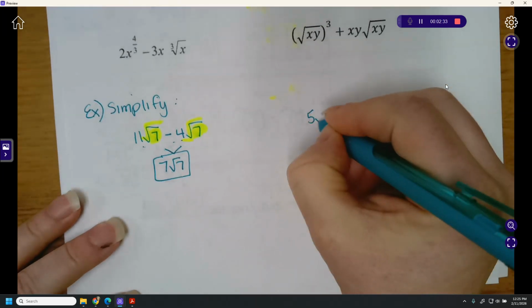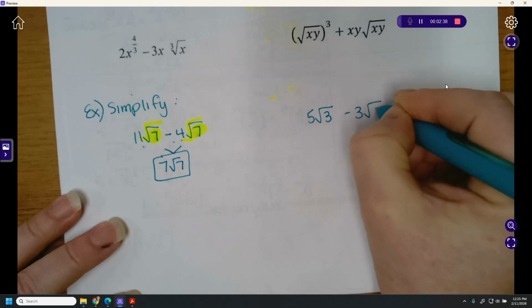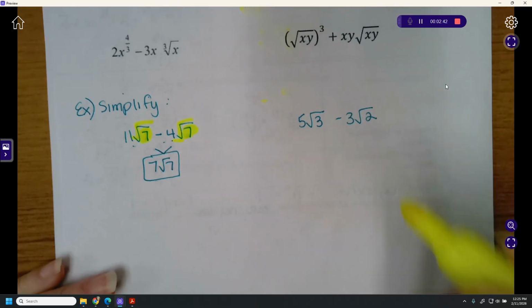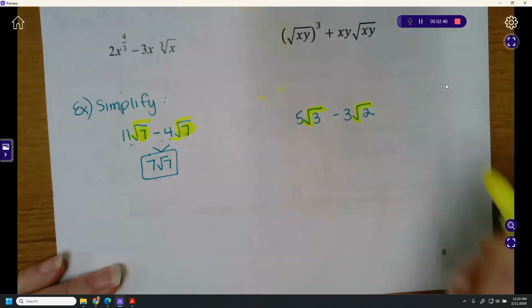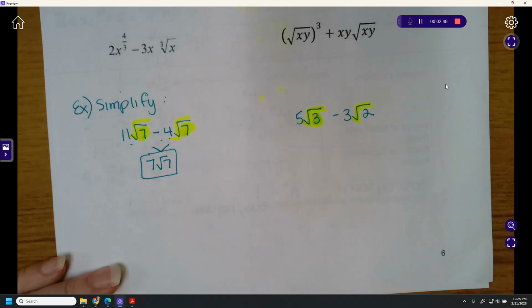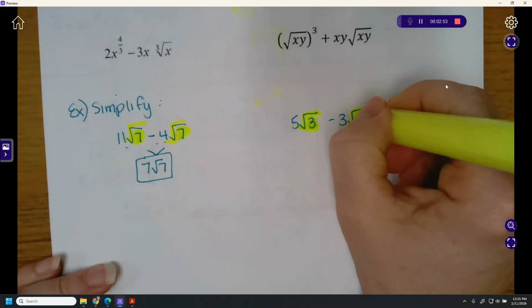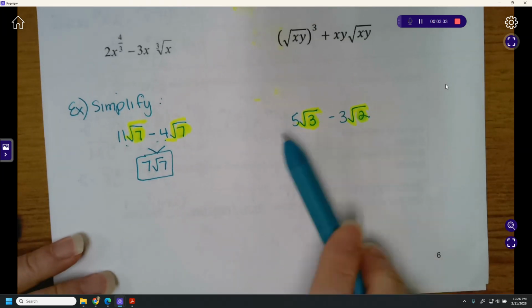Suppose I had 5 root 3, take away 3 root 2. So I'm looking, and I notice the square roots are the same, great. But underneath the radical symbol, this is the square root of 3 and this is the square root of 2. Are those two exactly the same? They are not. And so at that point, this is as simplified as we would get.